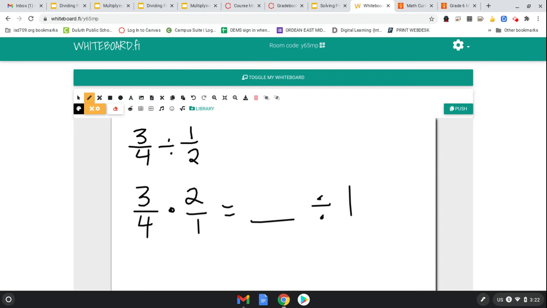So to multiply straight across, 3 times 2 is 6. 4 times 1 is 4. 6/4 divided by 1 leaves me an answer of 6/4, which as a mixed number is 1 and 2/4, which simplifies to 1 and 1/2.